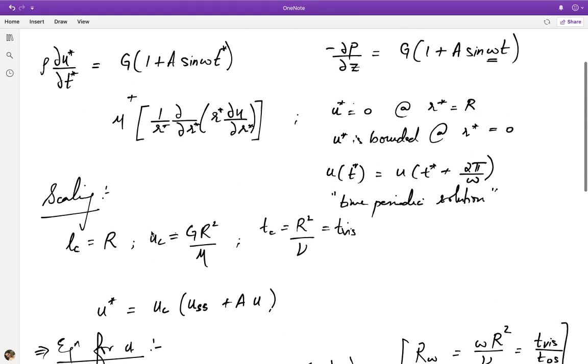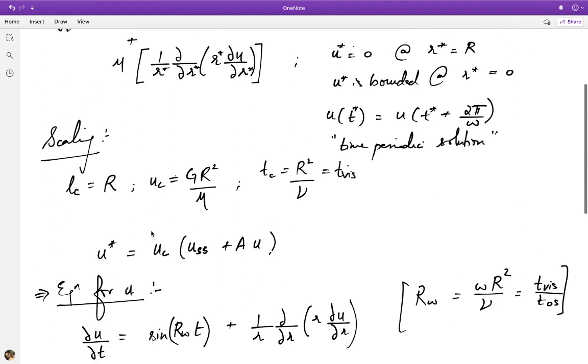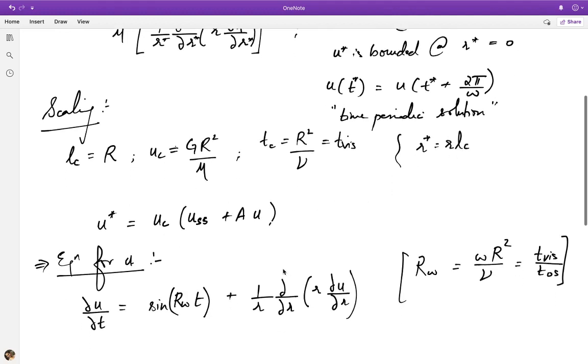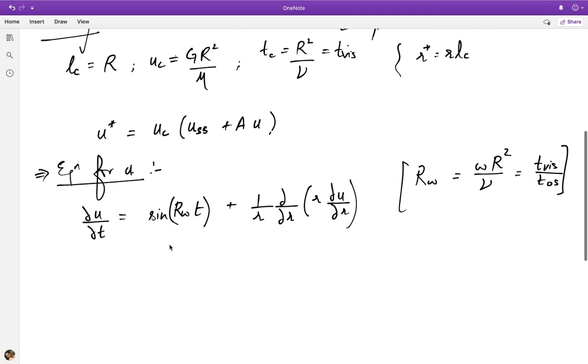Note that I have lost the stars because basically I'm saying r star is non-dimensional r times the characteristic length, and the same for the velocity and the time. Okay, so this is my non-dimensional equation for the oscillatory part, and it's complemented by boundary conditions of no slip at the wall and boundedness at the center line.